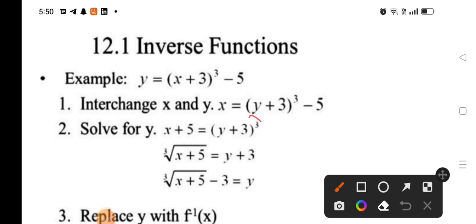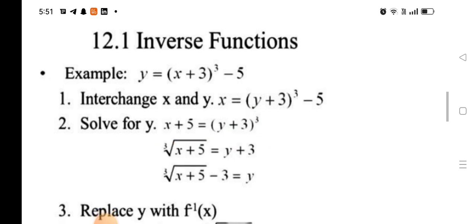So to get rid of the power 3, what shall I do? The inverse or the opposite of this: the cubic root, on both sides. So the cubic root cancels the power 3. After this, I have the cubic root of (x plus 5) equals y plus 3. Positive 3 will go to the other side as negative 3, equals y.